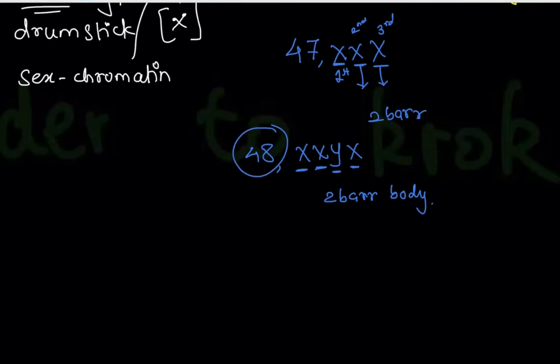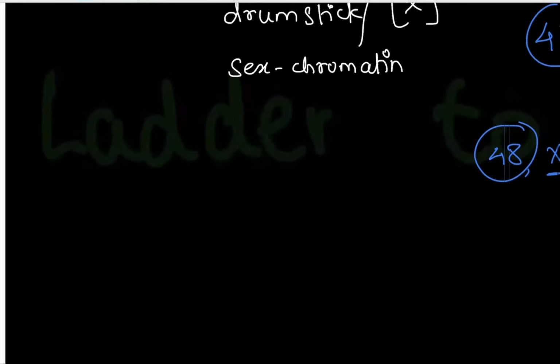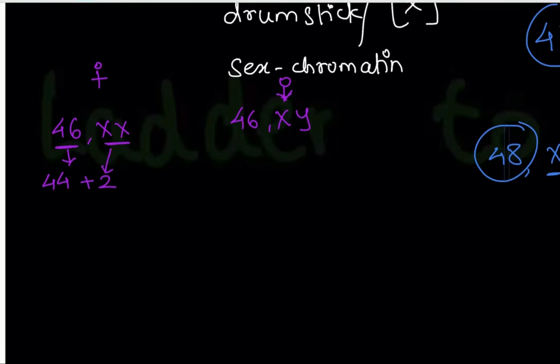Now let's look at how these numbers are coming. What is this 47 and 48? Let's understand that now. We have 46XX in a female and 46XY in a male. Now let's see what is this 46 exactly. I told you that 44 are the autosomes plus 2 sex chromosomes are present. These 2 sex chromosomes we are always writing separately, and this 44 plus 2 became your 46 number. In males also the same case: 44 autosomes plus these two, 1X, 1Y, gave you this 46 number.